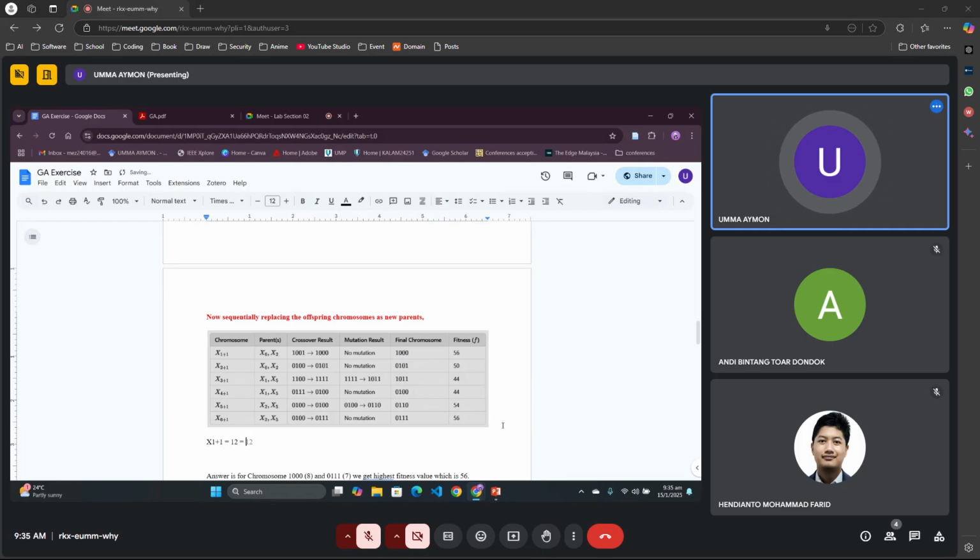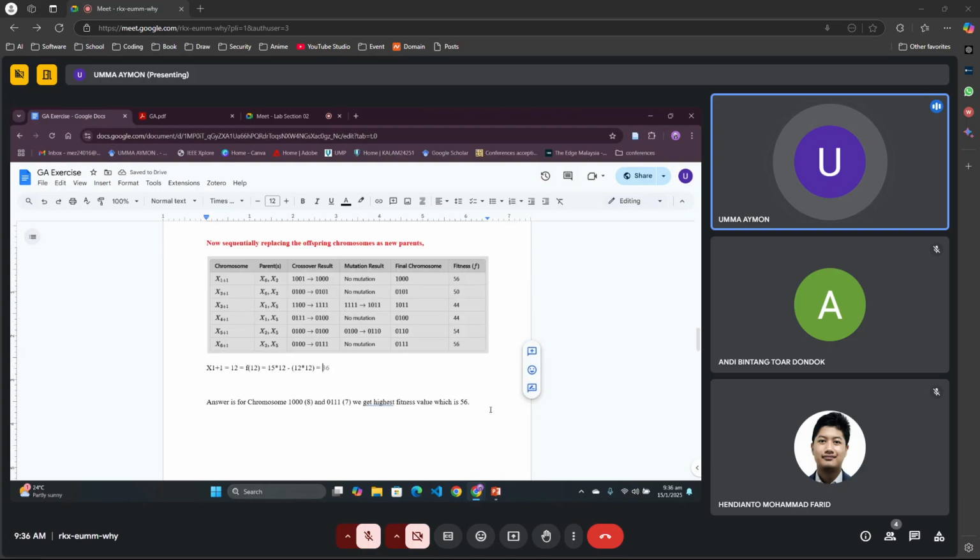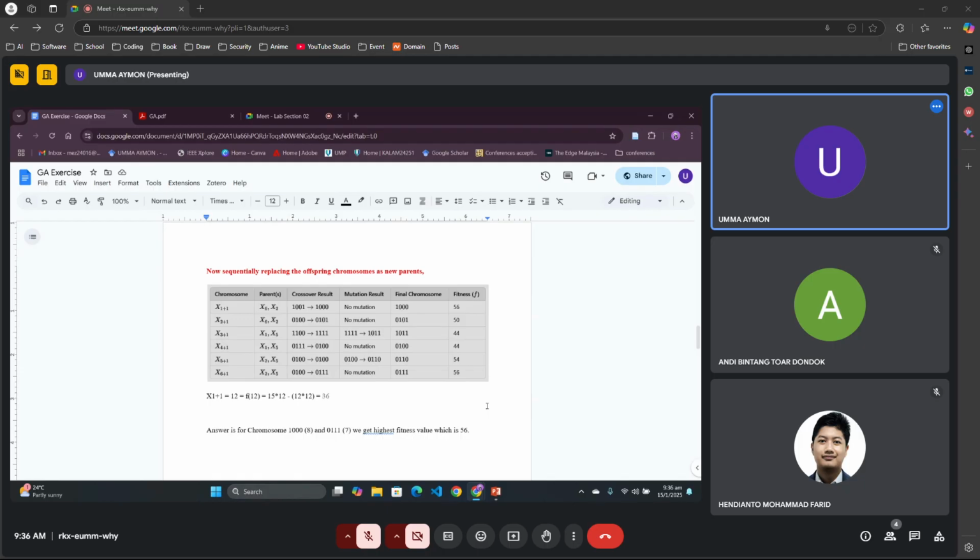So for f of x, f of 12 is equal to 15 times 12 minus 12 squared. It will be 36. Maybe there is an error here.